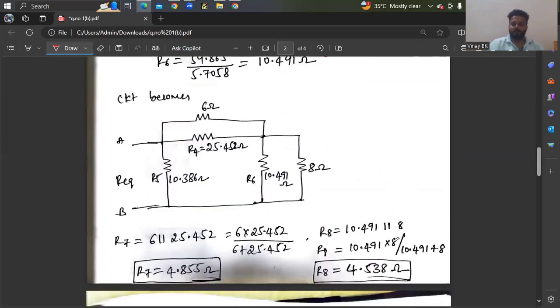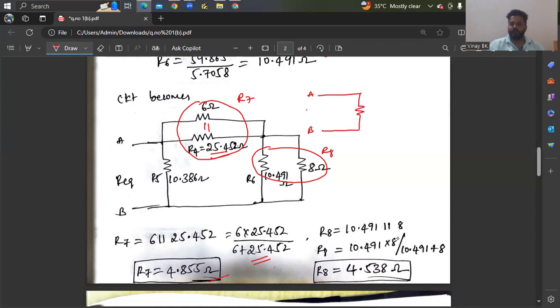So now I am writing these equivalent values. The equivalent value of this is R7 and the equivalent value of this is R8. Therefore, R7 is nothing but 6 parallel to 25.452, so that you can get the resultant 4.855. So from A, R5 as it is, A and B are equivalent, R5 as it is, that is nothing but 10.386.